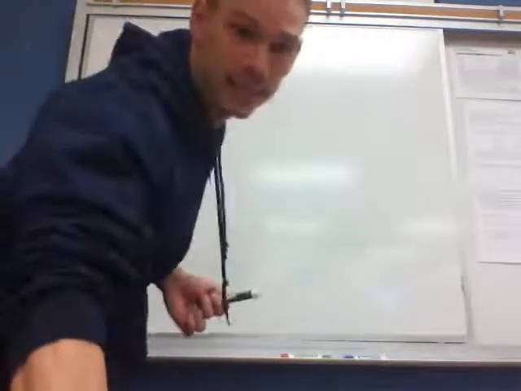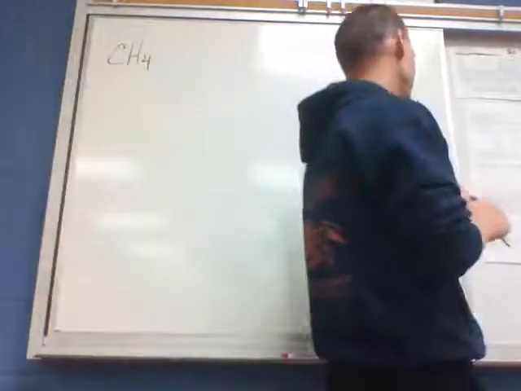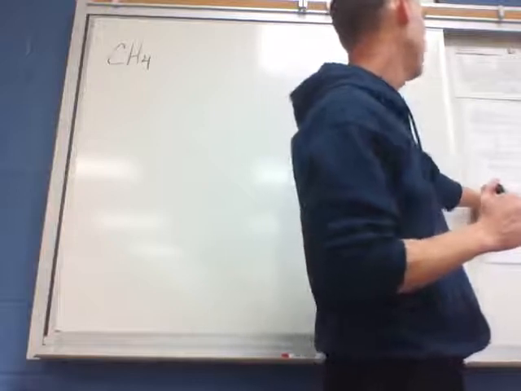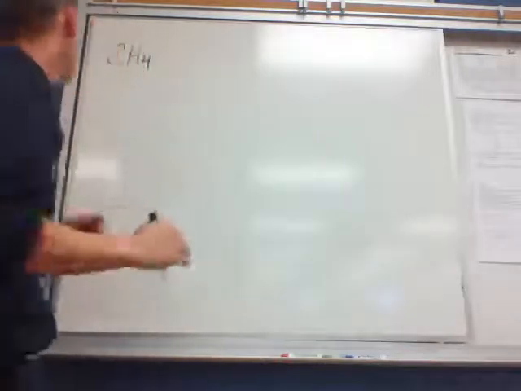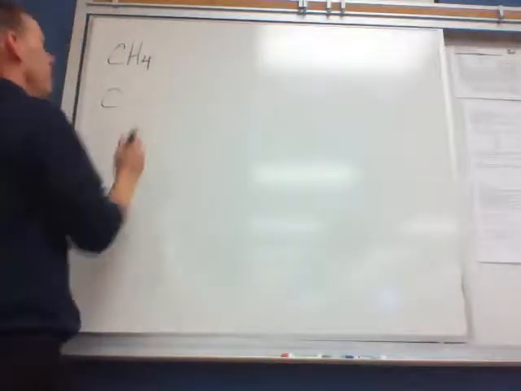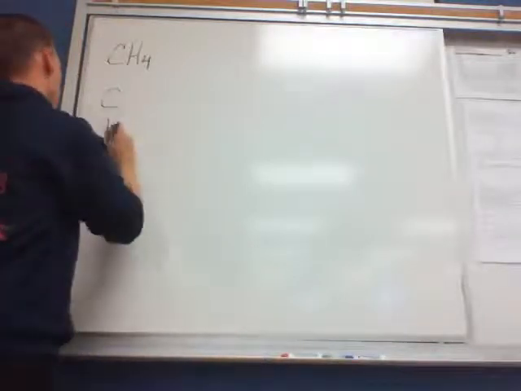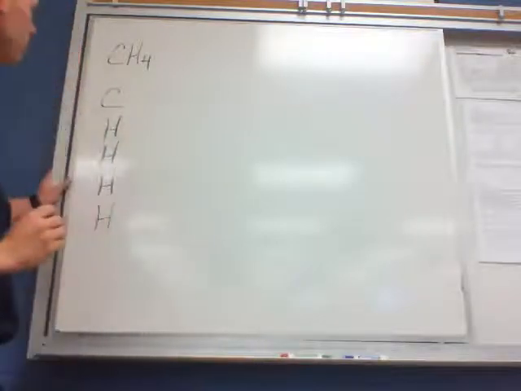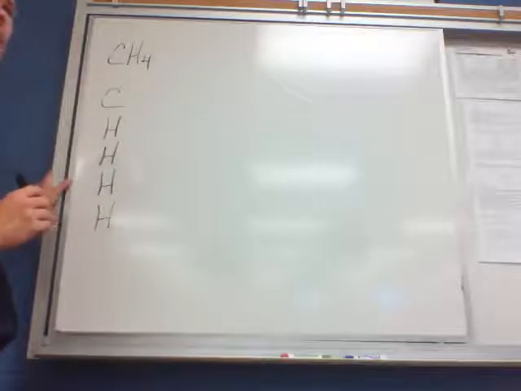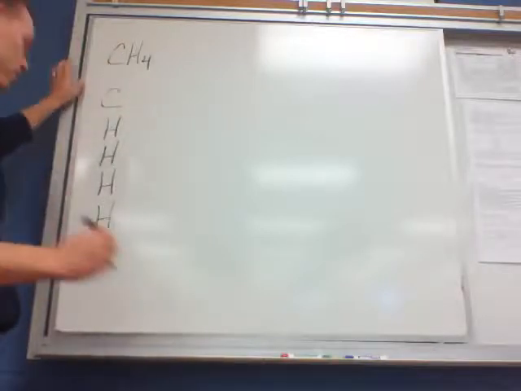I'm going to take a look at our step-by-step on the cheat sheet. Step 1 says count up the total valence electrons in the compound. Well, here's how I'm going to do that. You see the CH4? I'm going to break him up into his parts. I see 1 carbon, and how many hydrogens? 4. 1, 2, 3, 4. 1 carbon and 4 hydrogens.